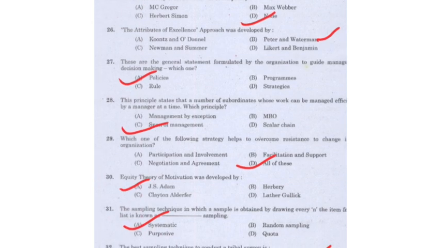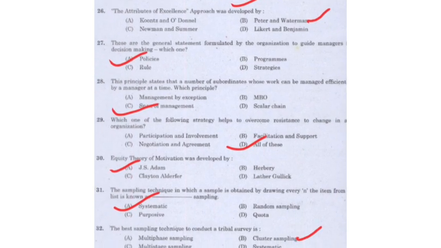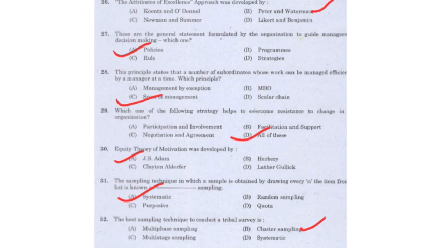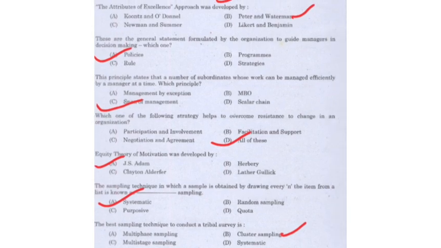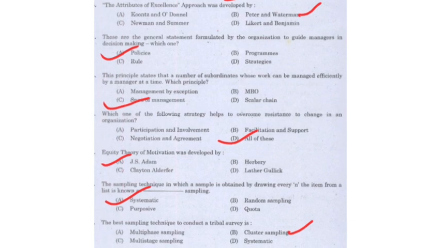And the attribute of excellence approach was developed by Coons and O'Donnell, Peter and Waterman, Newman and Summer, Lycott and Benjamin. And here the answer is option B, Peter and Waterman. These are the general statements formulated by the organization to guide managers in decision making. And which one is the correct answer? Policies, programs, rules, strategies. And here the answer is policies. They are the general statements formulated by the organization to guide managers in decision making.